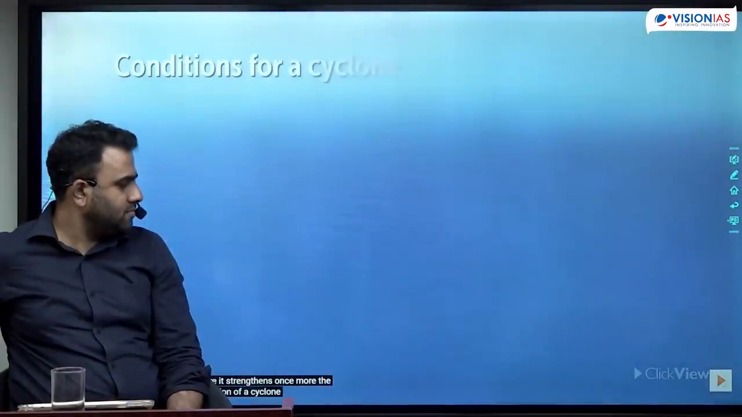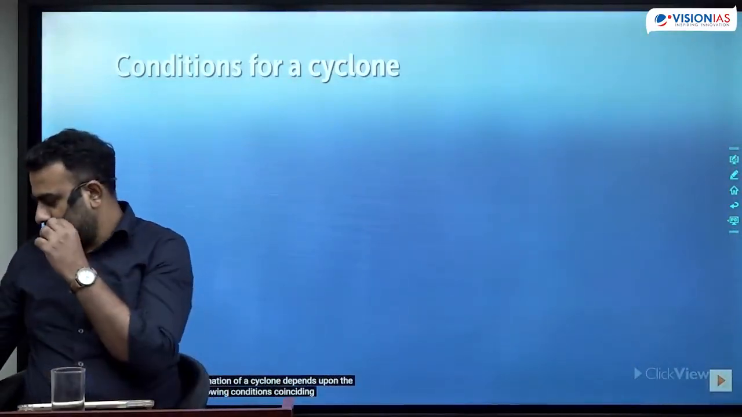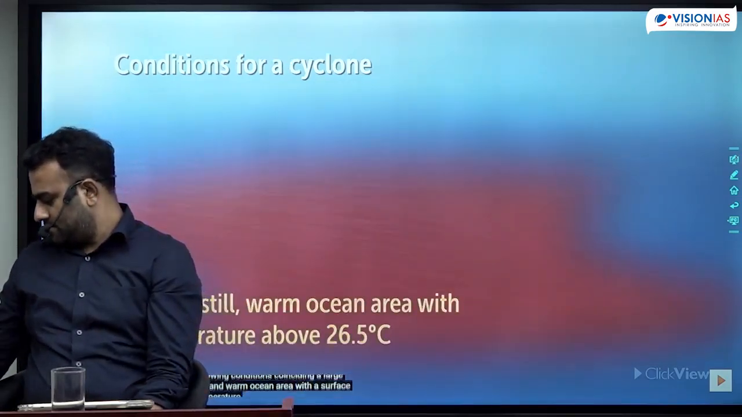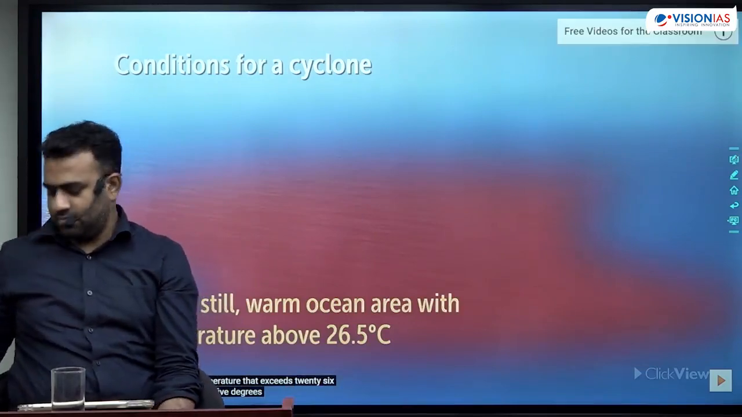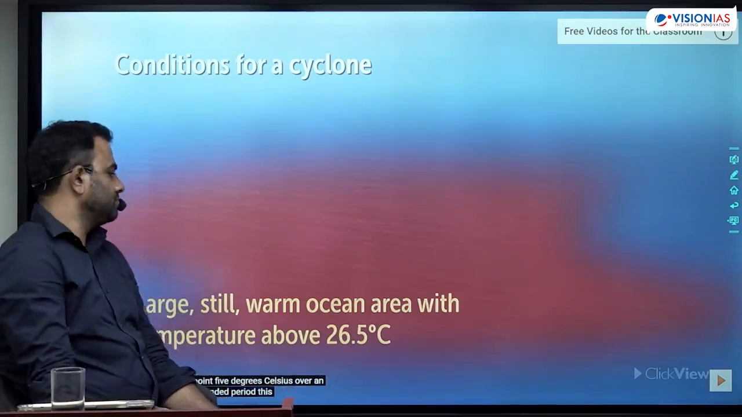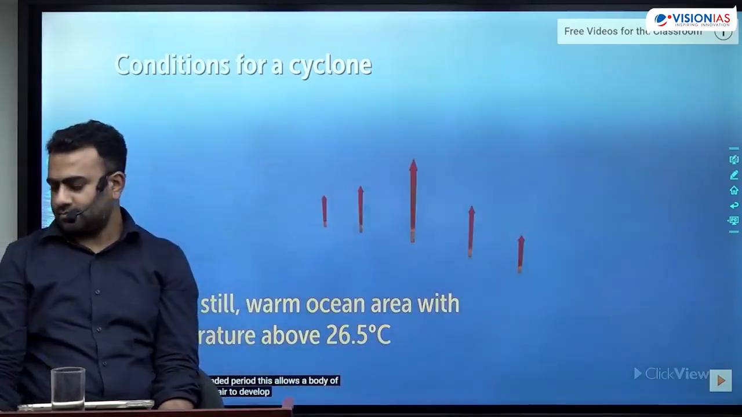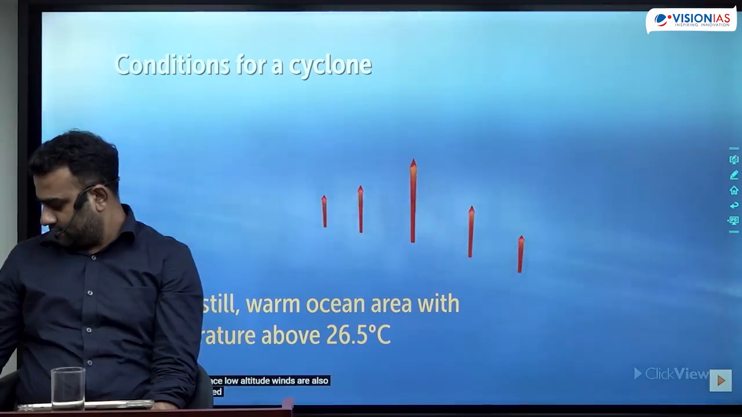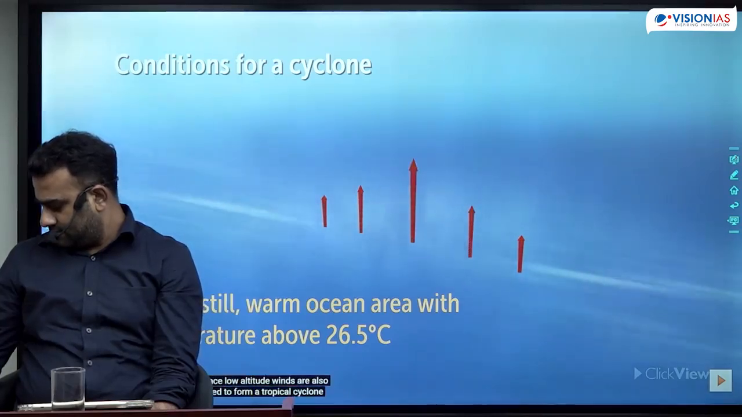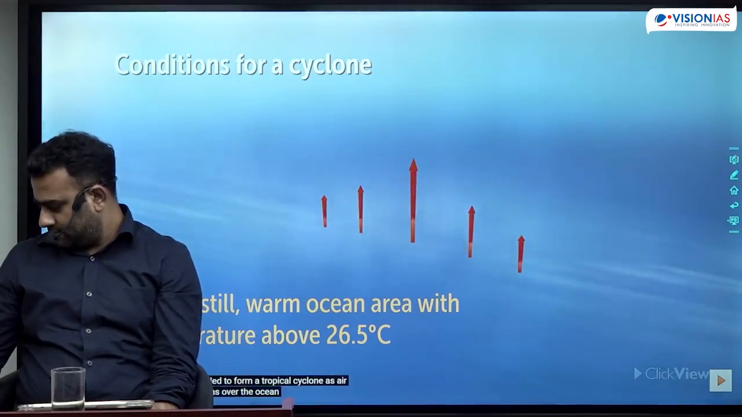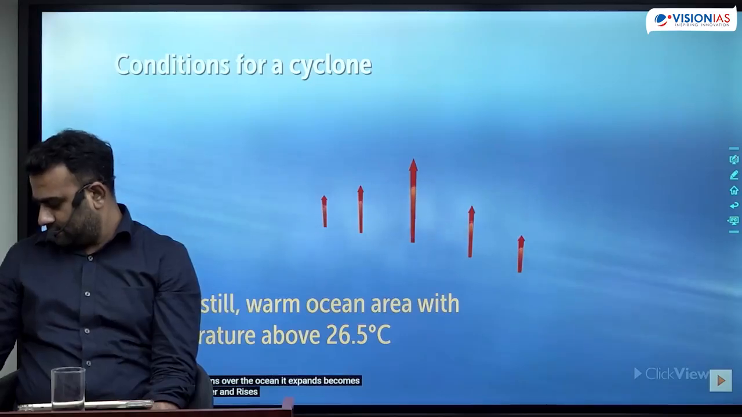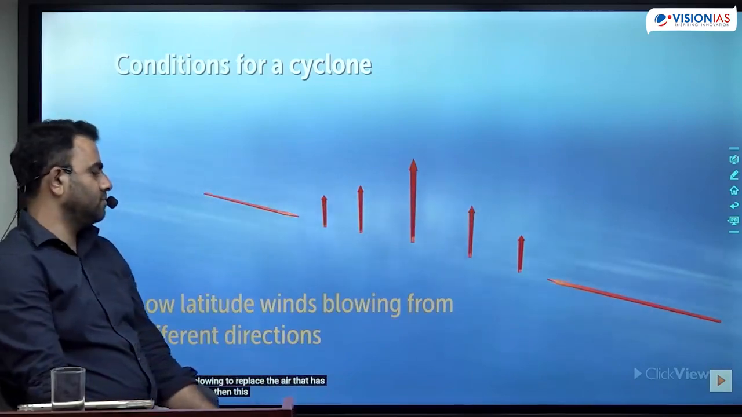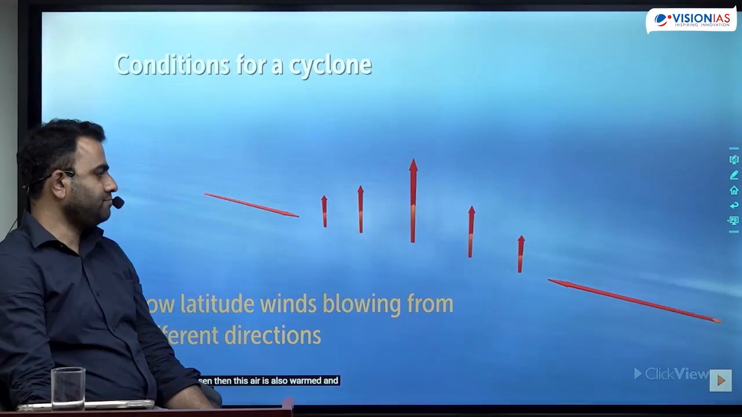The formation of a cyclone depends upon the following conditions coinciding: a large, still and warm ocean area with a surface temperature that exceeds 26.5 degrees Celsius over an extended period. This allows a body of warm air to develop above the ocean's surface. Low altitude winds are also needed to form a tropical cyclone. As air warms over the ocean, it expands, becomes lighter, and rises. Other local winds blow in to replace the air that has risen, then this air is also warmed and rises.